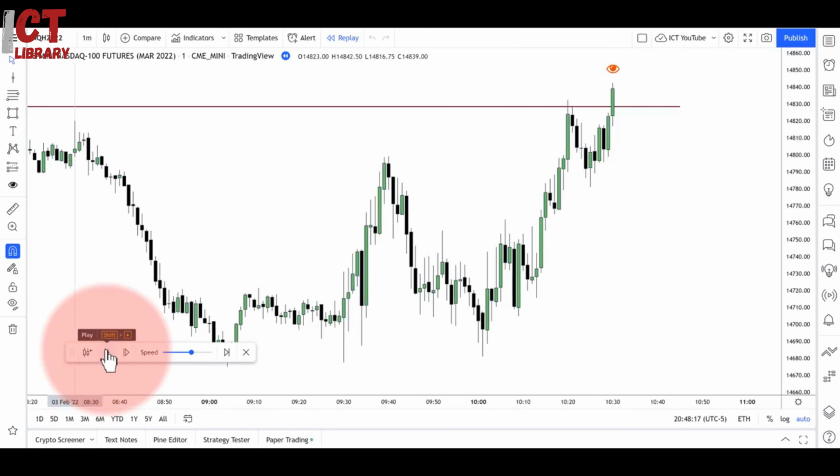Okay, I just paused it right there. Now, look at this initial poke above that high that we've drawn a line on. It went above it. It went down, yes. Did it create any fair value gaps in there? No, every candle overlaps. There are no gaps there, okay? There's also no swing low taken out. So there's nothing in here yet.